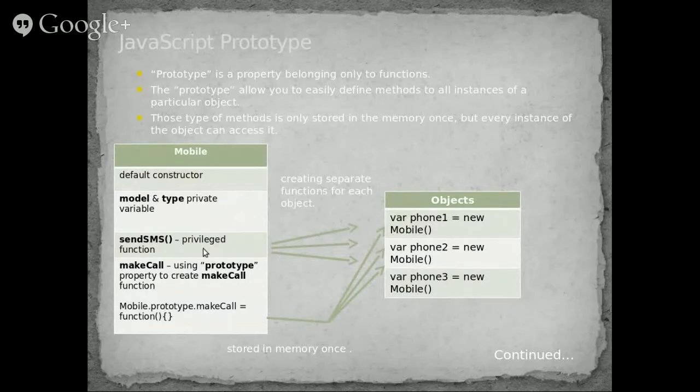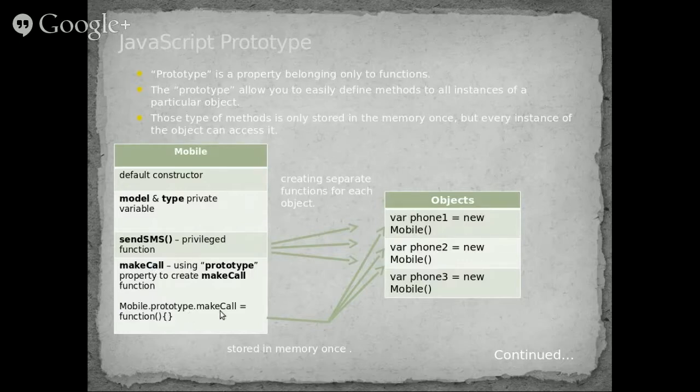And this is the syntax of how we can create a function using prototype. It is just like you have a function initially called mobile. Function mobile, okay. Then it has model is equal to something, type is equal to something. Then there is a function inside it, send SMS. Okay. And here I'm defining this make call with the prototype property.